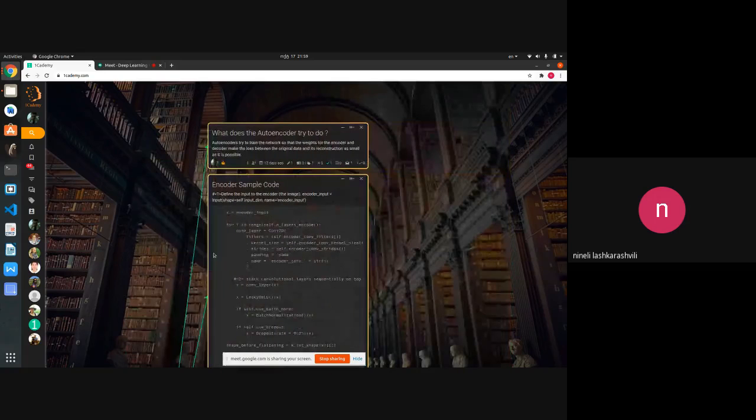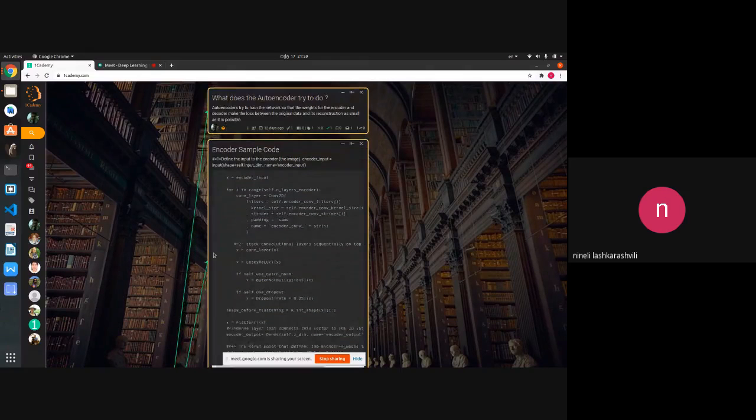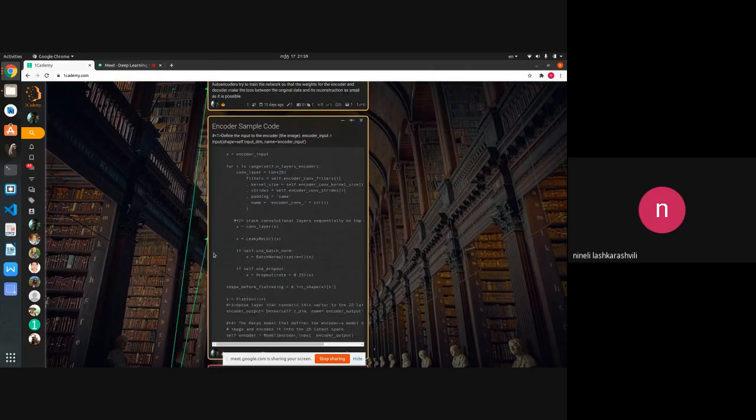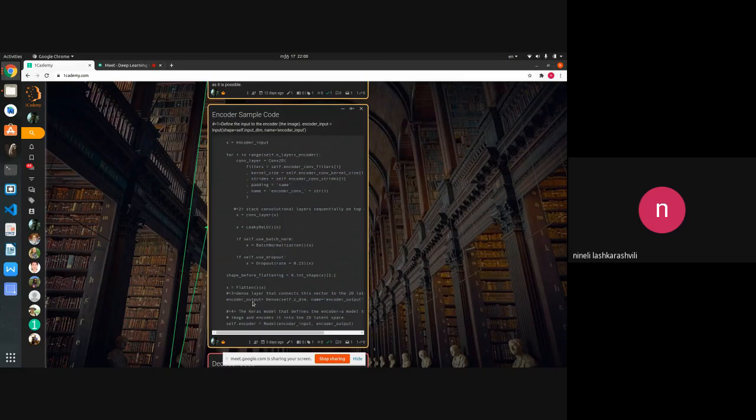Okay. So autoencoders try to train the network so that the weights for the encoder and decoder make the loss between the original data and its reconstruction as small as possible. And here I have the sample code for the encoder. As I already talked about, here we have these convolution layers, and then we have an activation function, batch normalization and dropout regularization. Then we flatten it, and that's it. You can also check this code yourself.